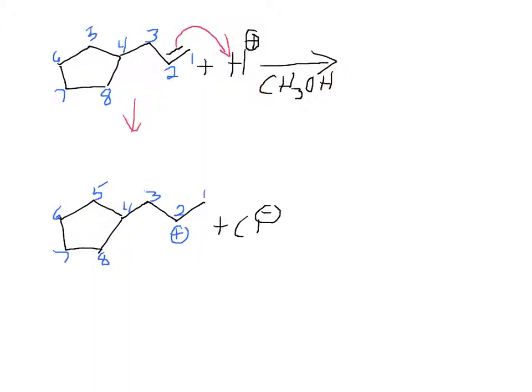Below the arrow means it's our solvent. Right? It's an alcohol. And with either an alcohol or water, we should be thinking the solvent might come into play. Right? Alcohols or water.